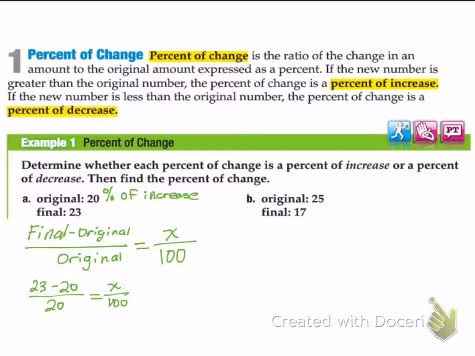So pause the video, take a minute, evaluate 23 minus 20 first, and then go ahead and cross multiply. After you evaluate 23 minus 20, you get 3 over 20 is equal to x over 100. You cross multiply, and after you solve, you get x is equal to 15. Now make sure we answer the question. It says then find the percent increase. So our final answer is a 15% increase.